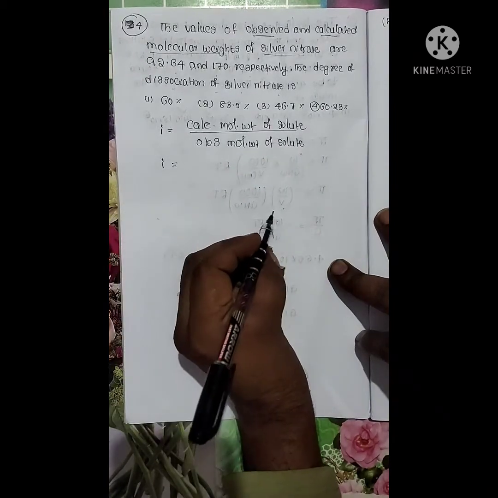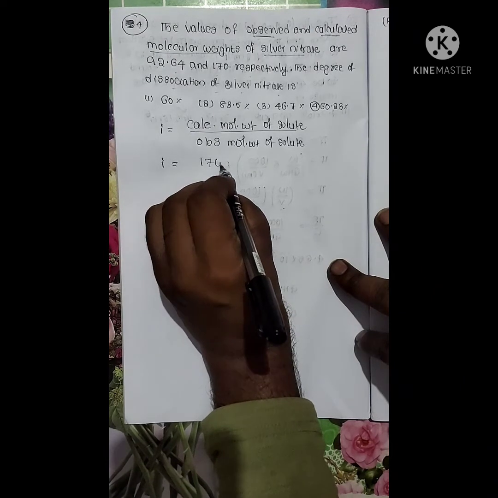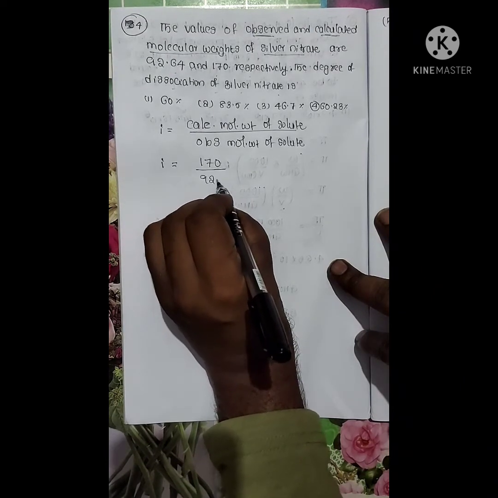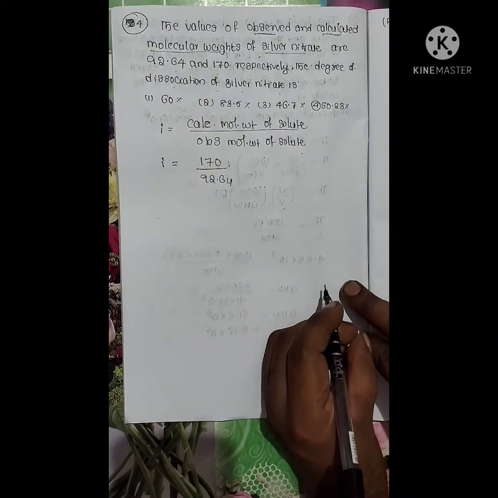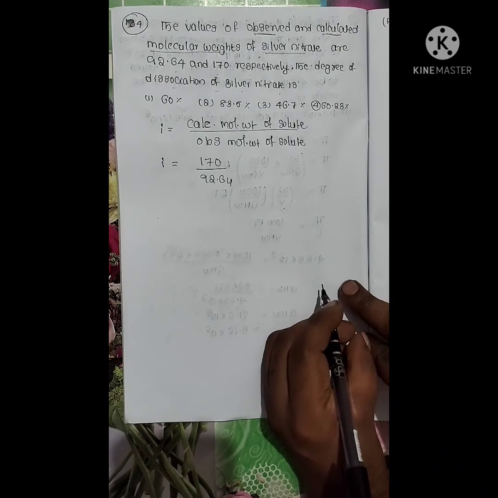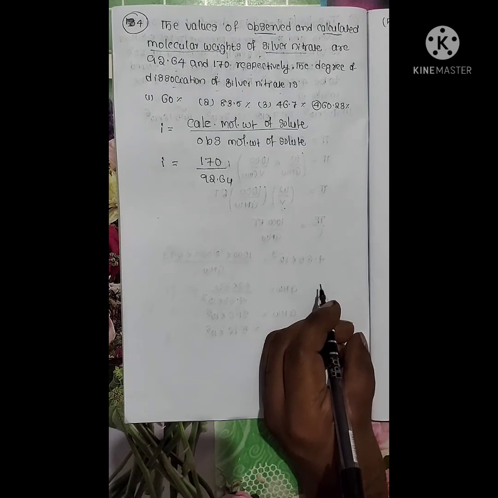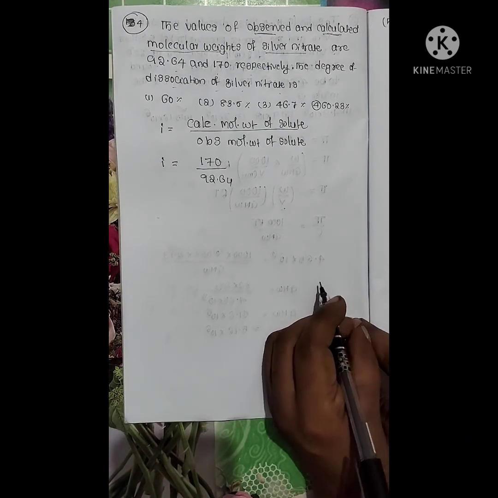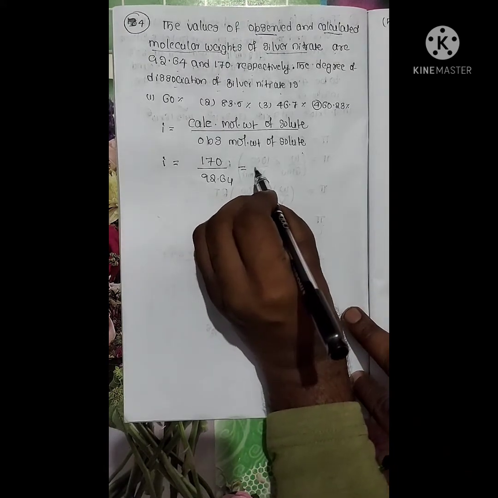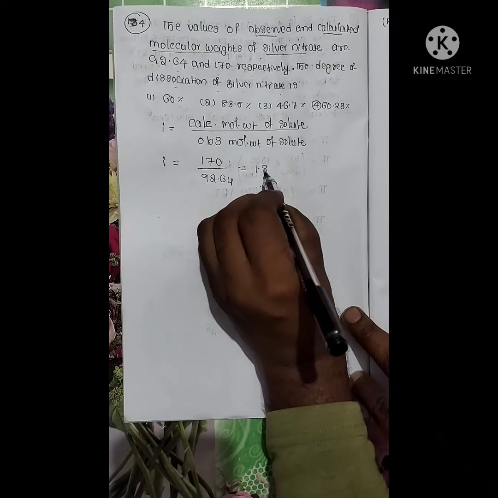Then i equals 170 by 92.64. It will give the value 1.835.